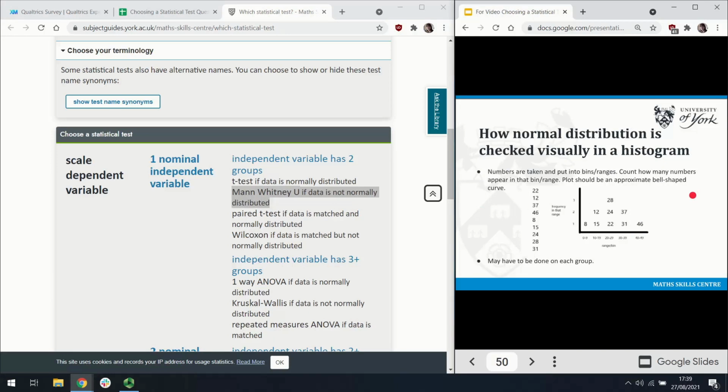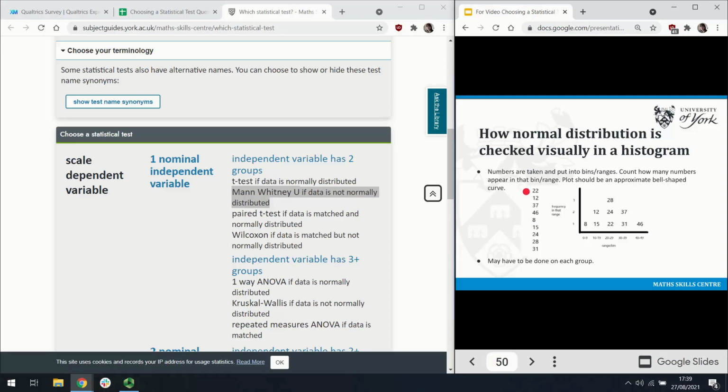So let's just talk about normal distribution, the assumption of normal distribution, sometimes called normality. You can check it visually just by looking at your data in a graph. So looking at your data in a histogram. And this is how the computer makes a histogram. You get your software to make the graph for you. You don't do it by hand. Imagine we've got data that looks like this.